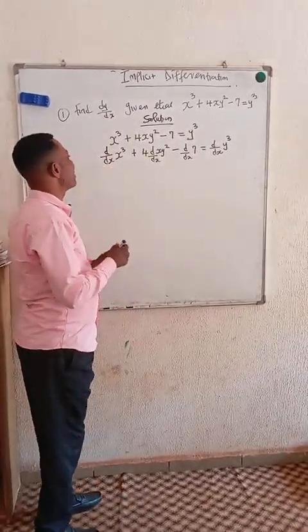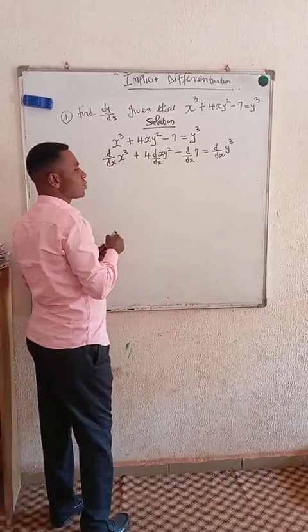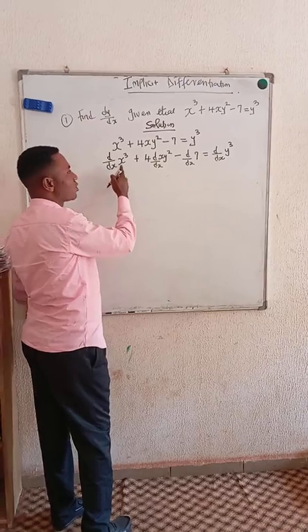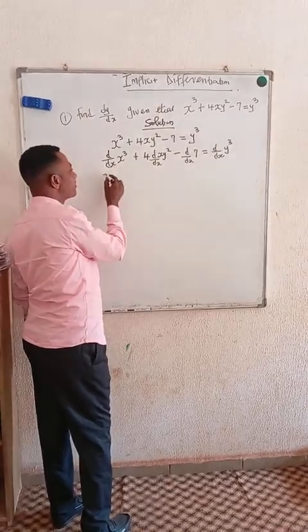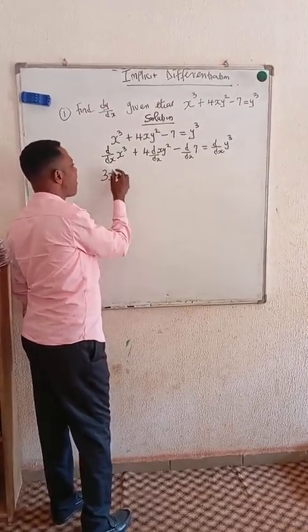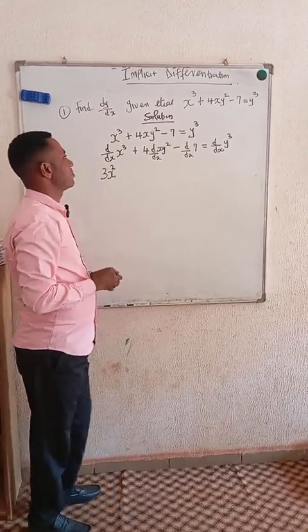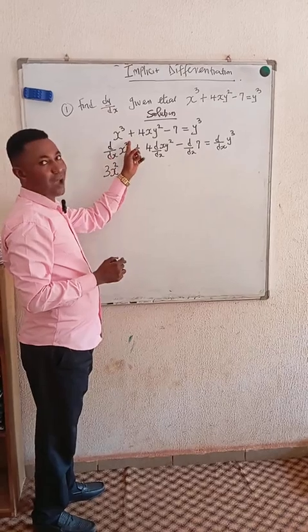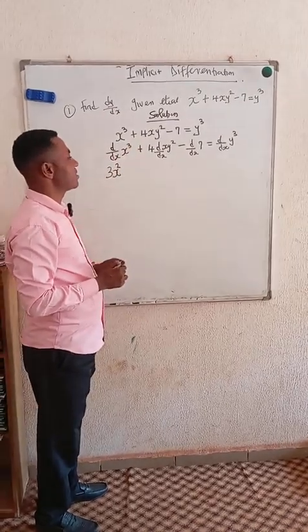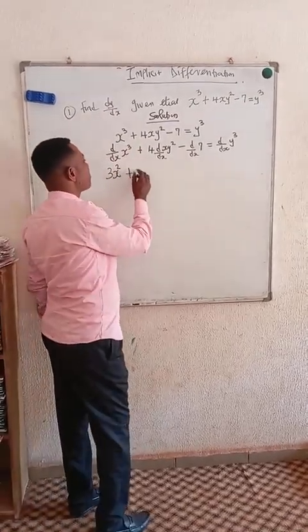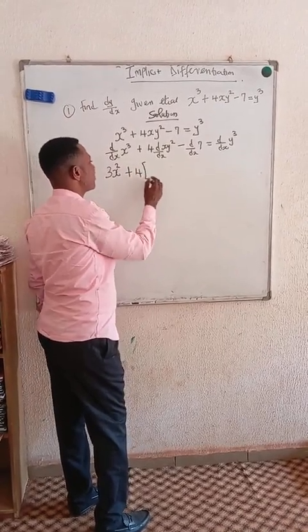Here, this is d/dx of x power 3. Differentiating this with respect to x, you have 3x power 2, using the power rule. Bring 3 to the front and take 1 from the power. You have 3x squared plus 4. Let me open the bracket.